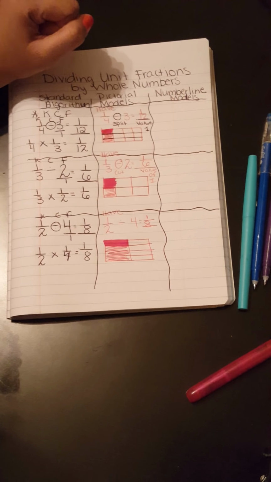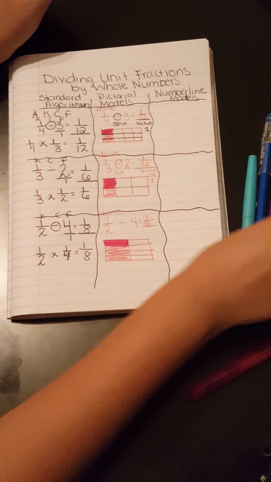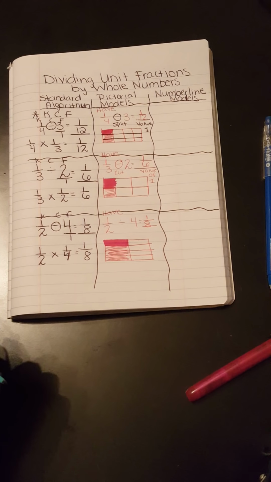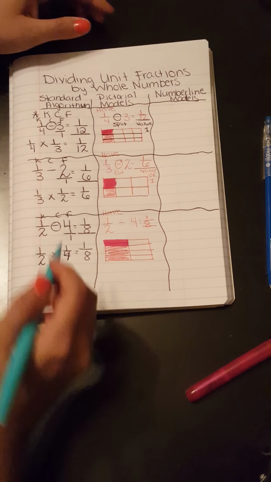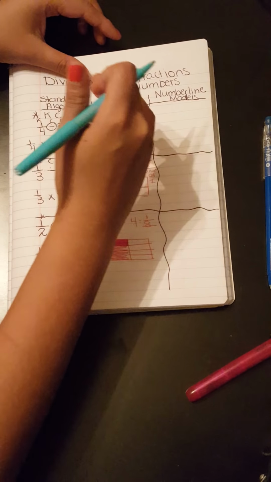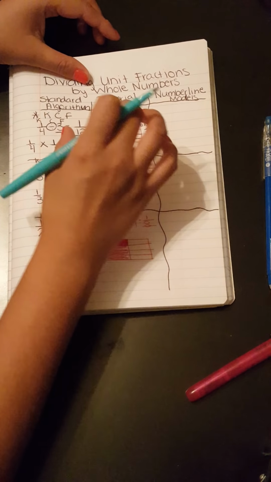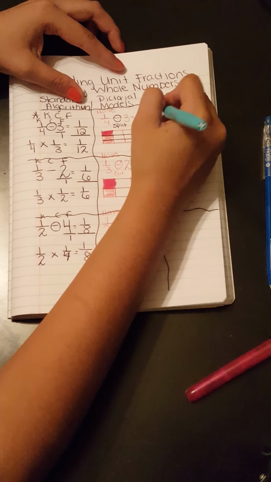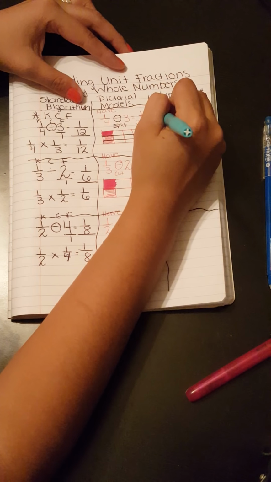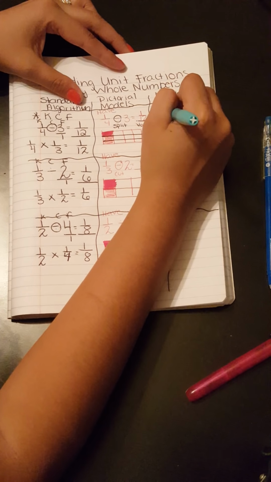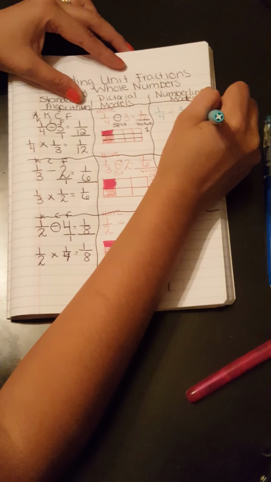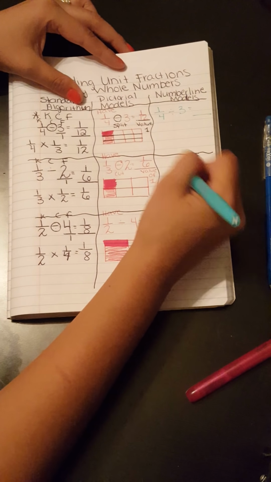Let's go ahead and move on to the number line model, which is the third method that we need to know to be able to solve these problems. So again, I'm going to use the exact same problem. That way you can see that it doesn't matter which one you use, the answer is always going to be the same. We have 1/4 divided by 3. So this is a number line model.